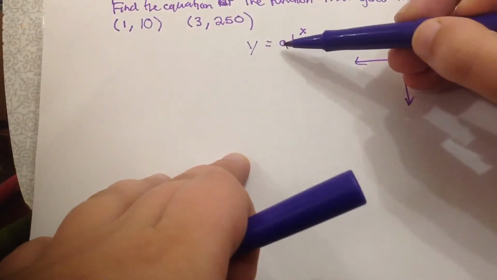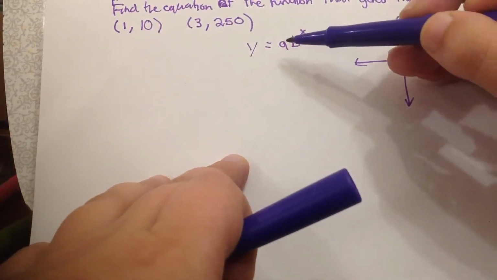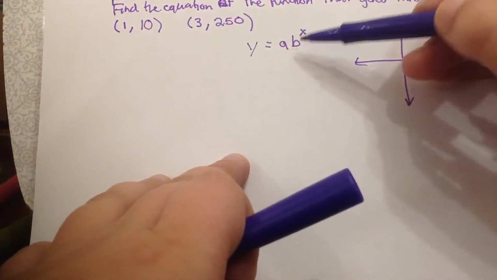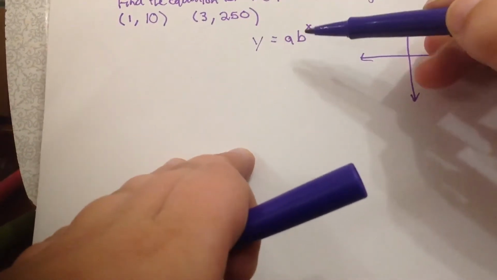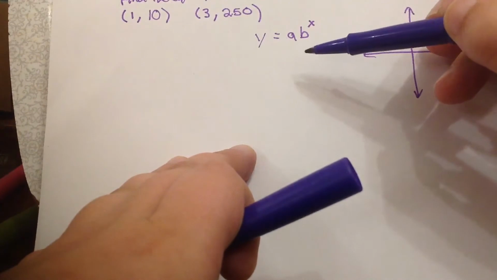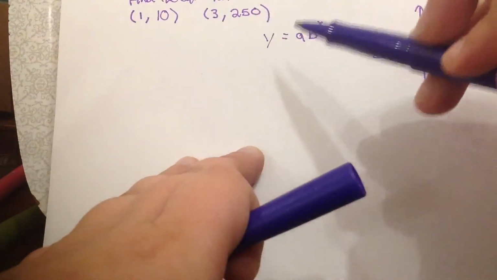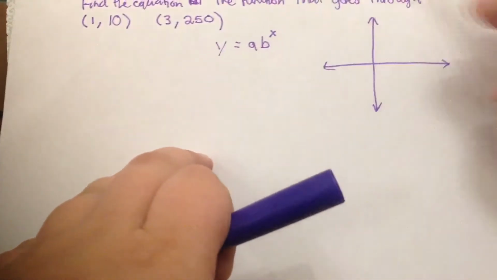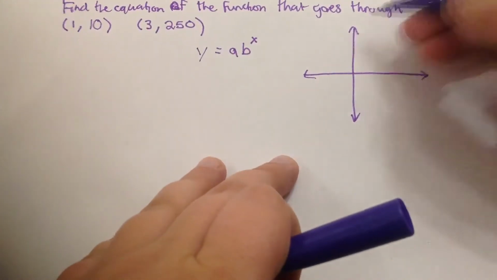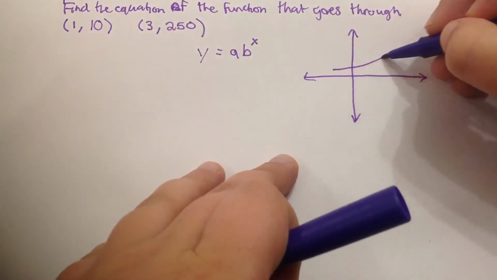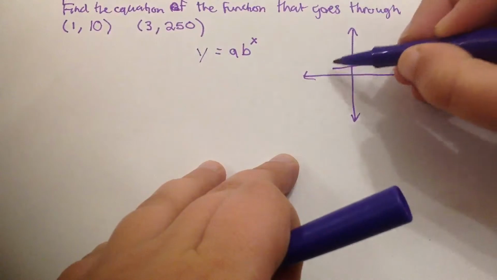Now we do not know what a is, we do not know what b is. That is our goal. We need to figure out what those are in order for us to have a proper function. In order to do that, we're going to have to use these 2 points that were given. So, giving us a general idea of what this graph will look like, this will be an exponential function, probably growth. So it's going to go up like this.